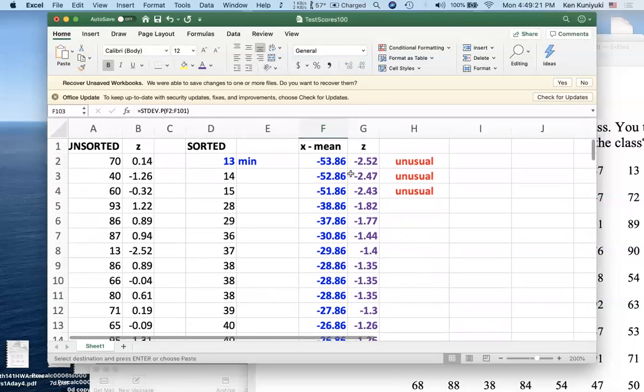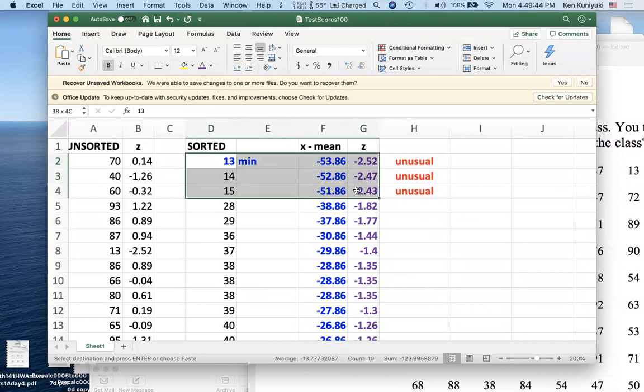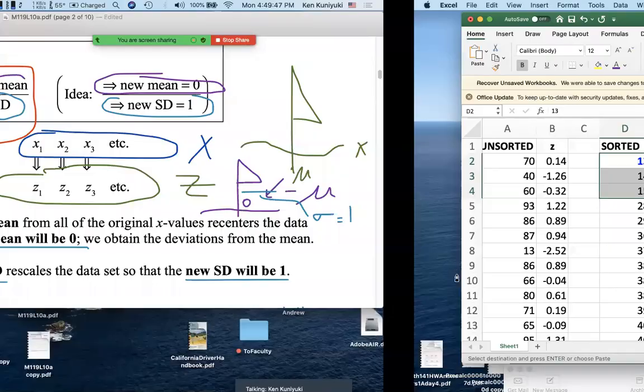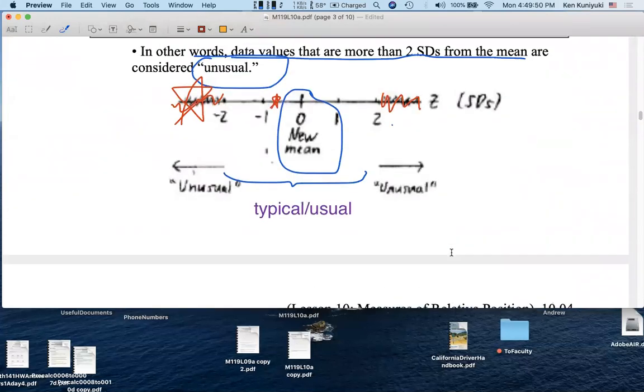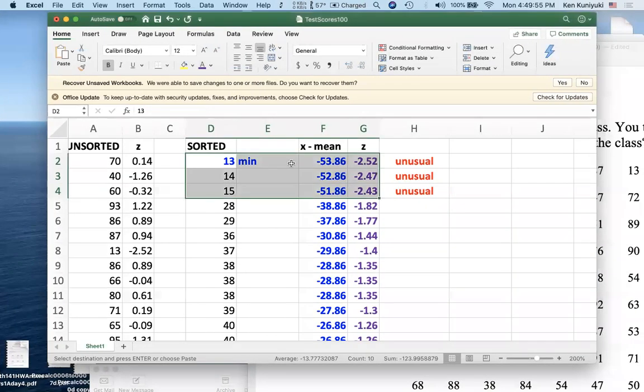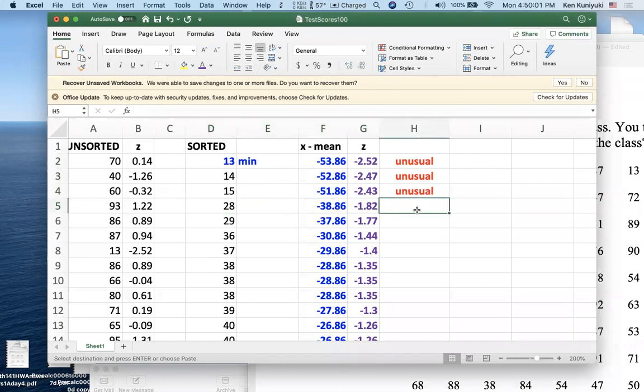All right, we take z-scores. I'm basically sorting the z-scores over here. So look, the 13 points was a z-score of negative 2.52, roughly 2.52 standard deviations below the mean. That's unusually low. In fact, the 13, the 14, and the 15, all these z-scores were below negative 2. These people scored worse than 2 standard deviations below the mean. So on our number line over here, they were out here in this red zone. They scored unusually low. If you scored 28 points, that's not so hot, but that was not unusually low.